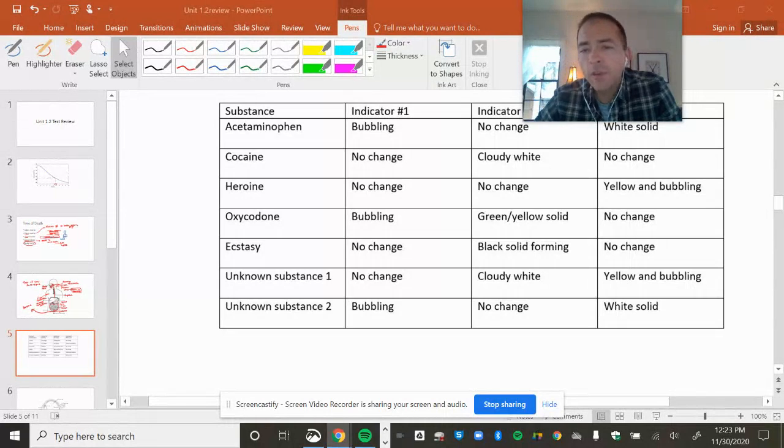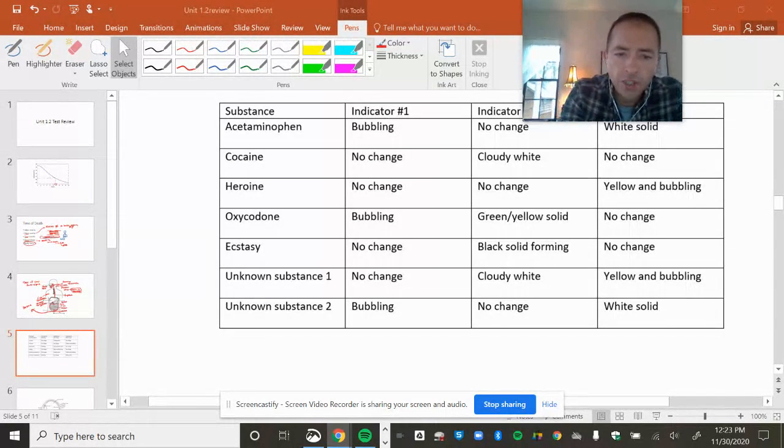So we gave you a chart very similar to this with your forensic toxicology, and your goal was to use how indicators react with known substances to match up how those same indicators react with an unknown. So you're going to take the information from the unknowns and match them up with the knowns. Okay, the knowns in this example are acetaminophen and cocaine, heroin, oxycodone, and ecstasy. So if you look at unknown substance 1, it shows that there's no change for indicator 1.